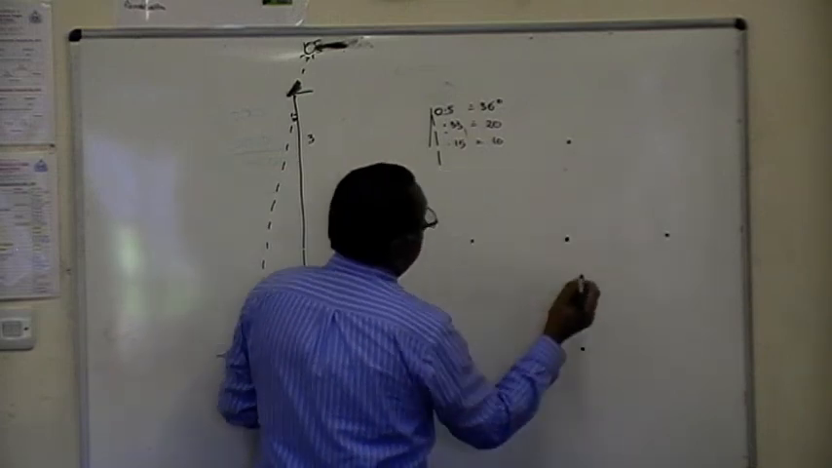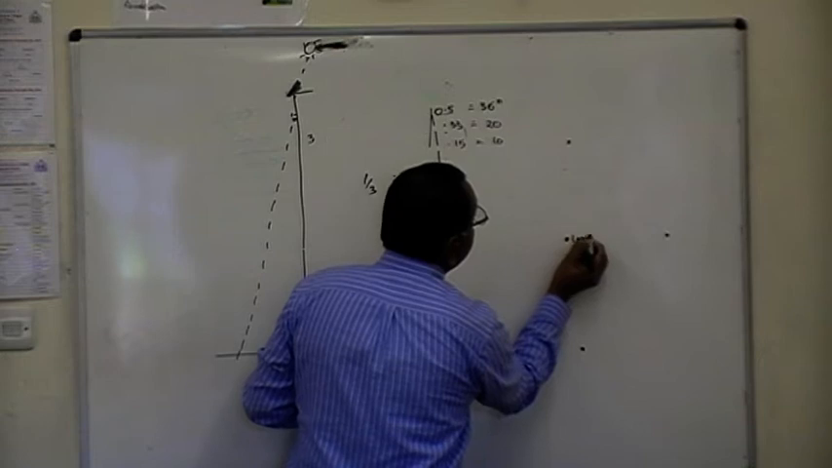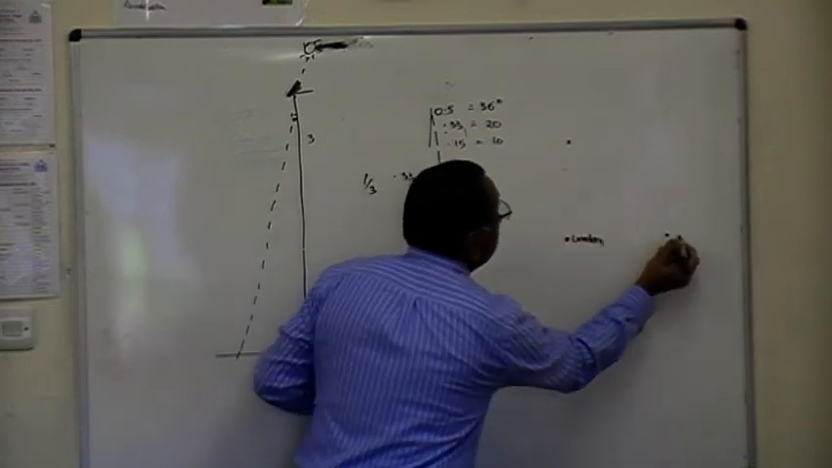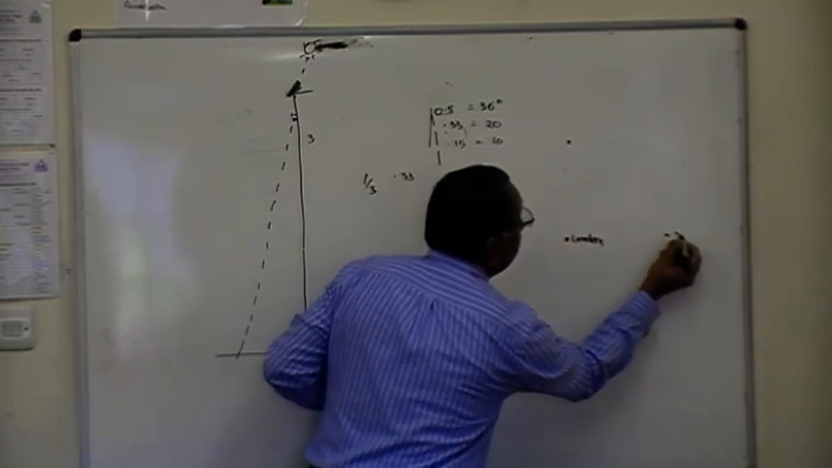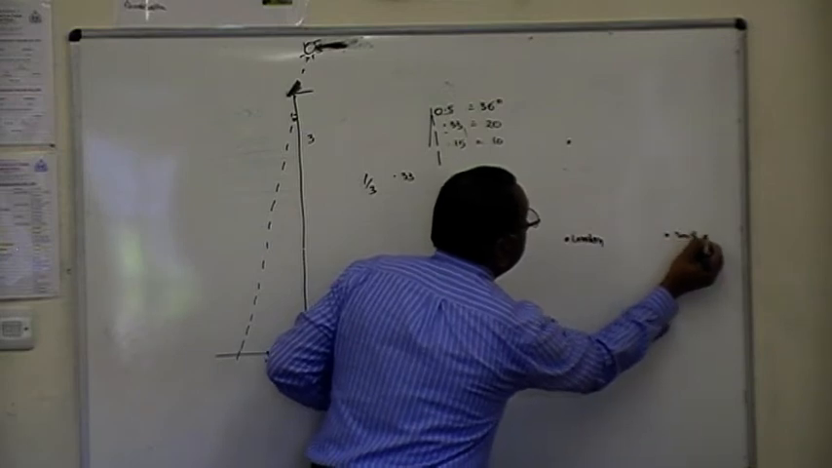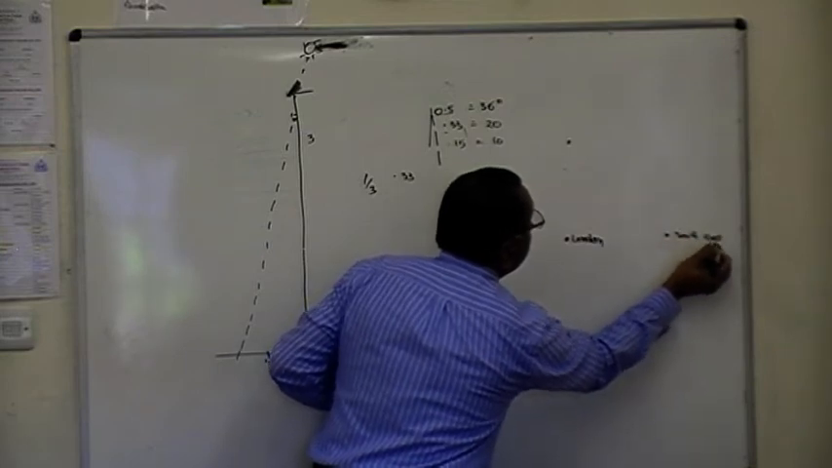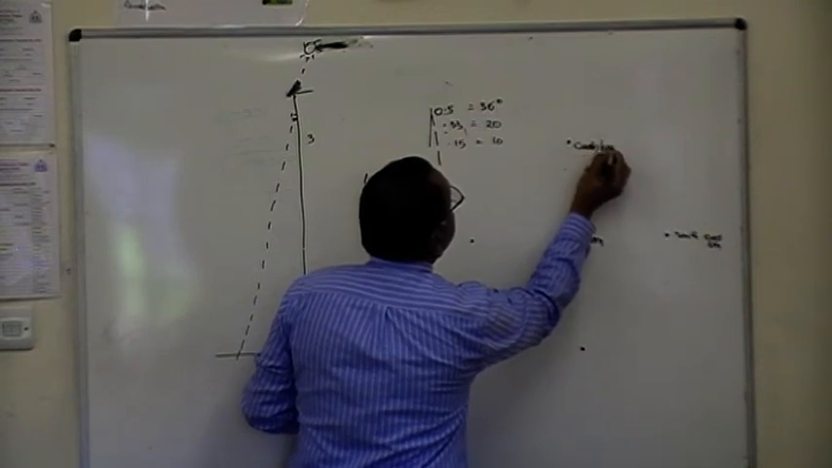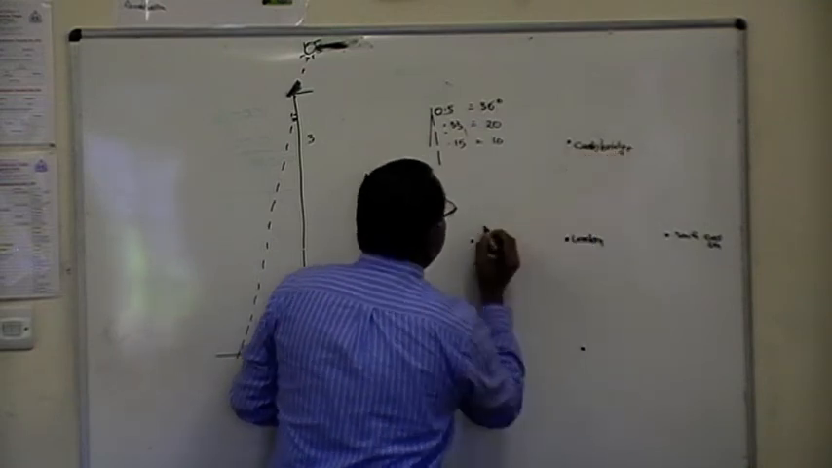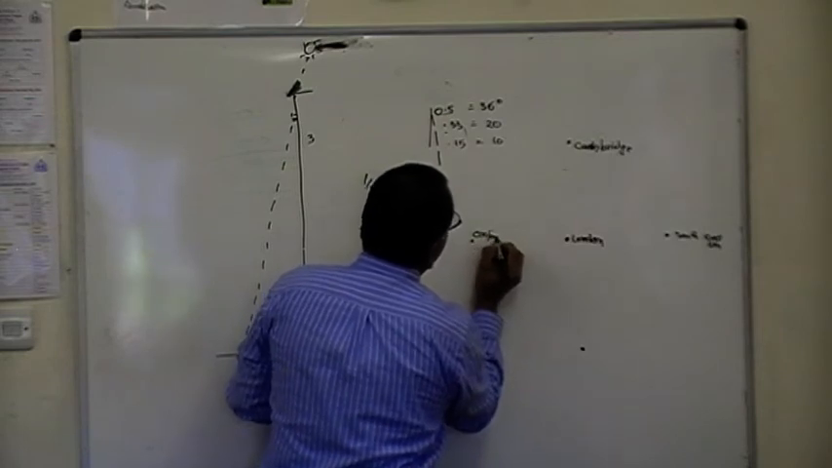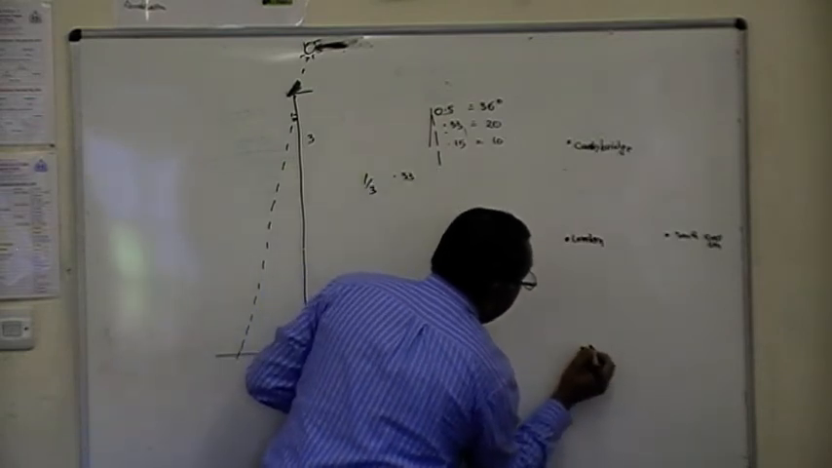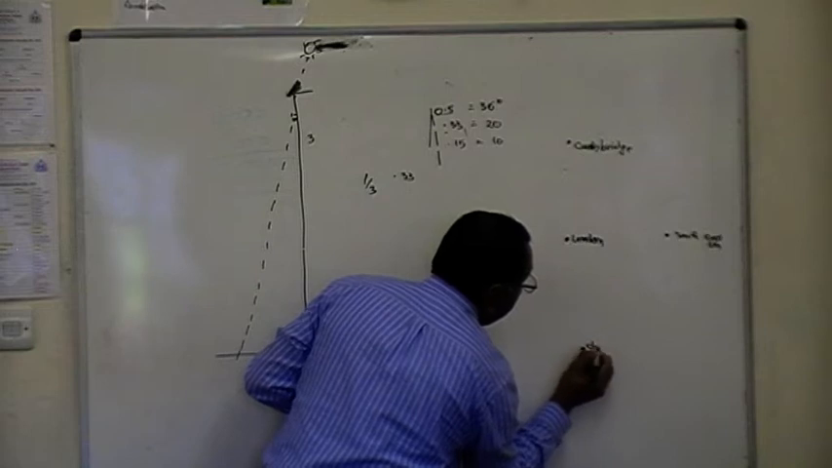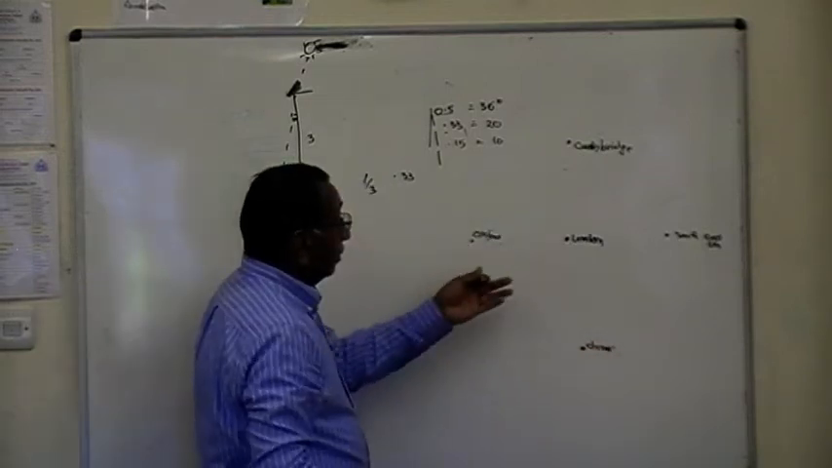This is London, so that gives you the angle. This is the Southern Sea. This is Cambridge, this is Oxford, this is Dover.